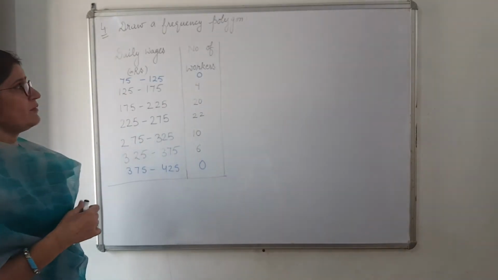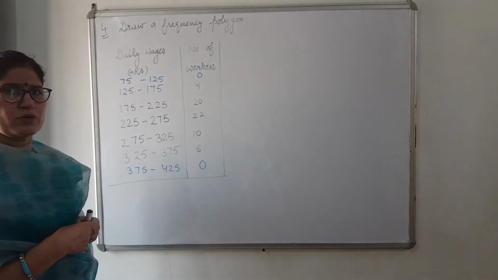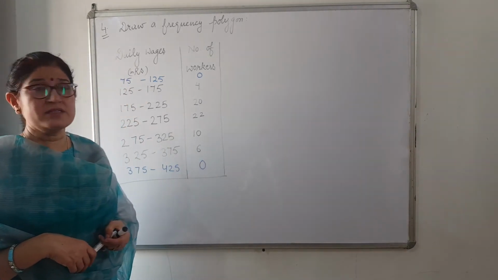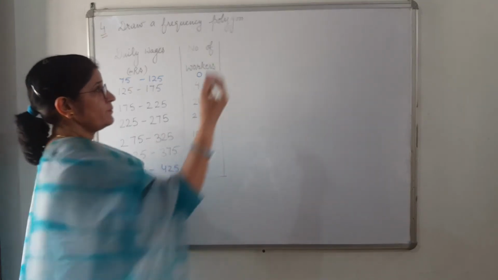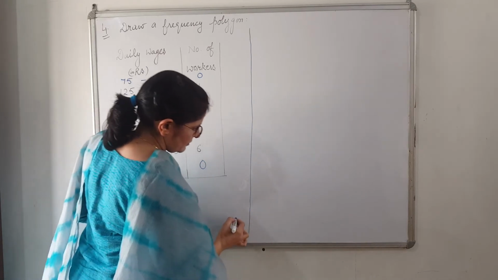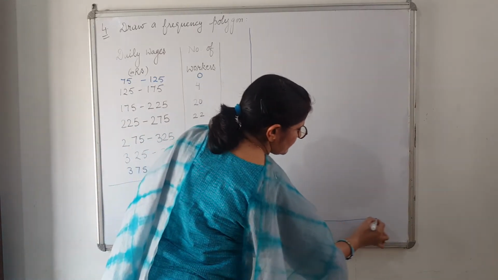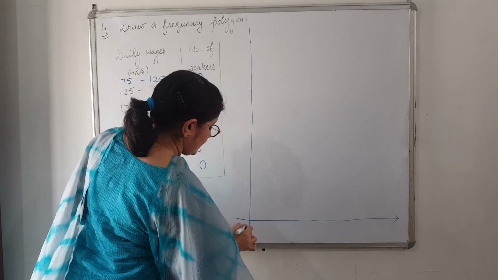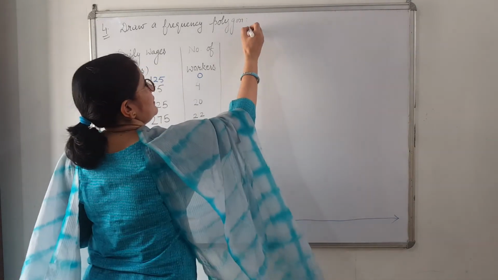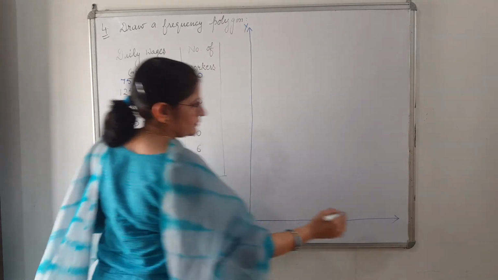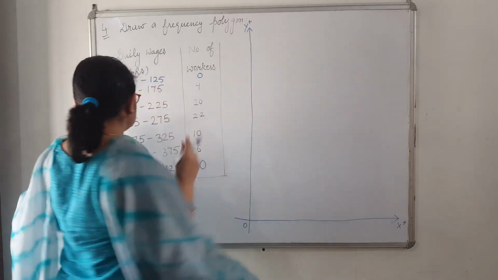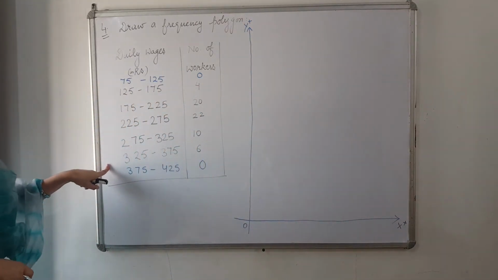After this, do we have to find the midpoint or not? No. Whenever we are using a histogram, at that time we will not find midpoints. We draw straight away. So take graph paper. Use a scale. I am just drawing simply, so my lines are not straight. X positive, so negative we do not require. You can see all positive numbers are given.